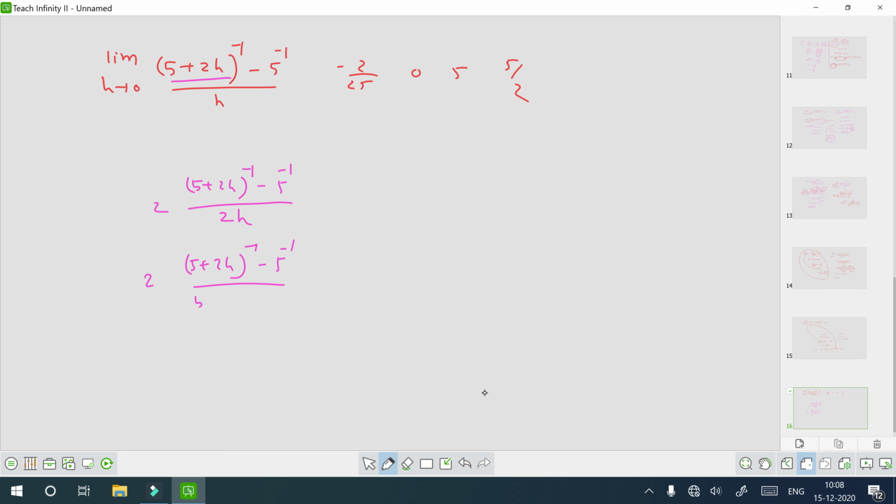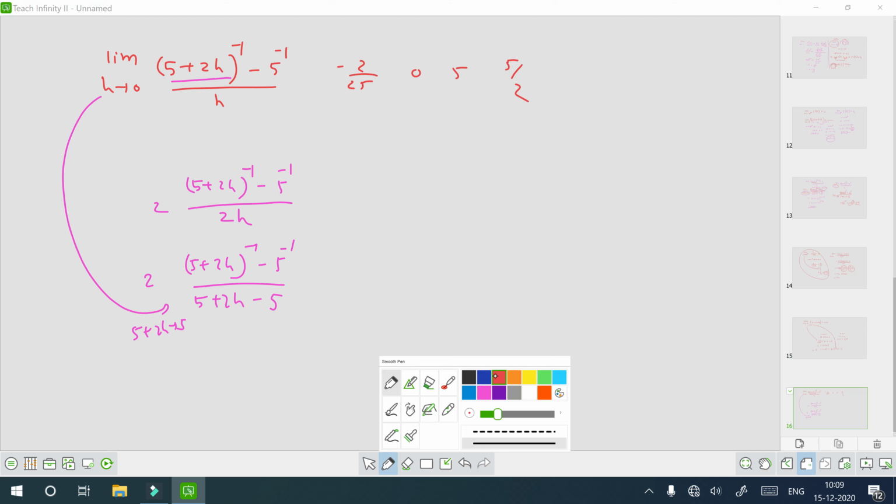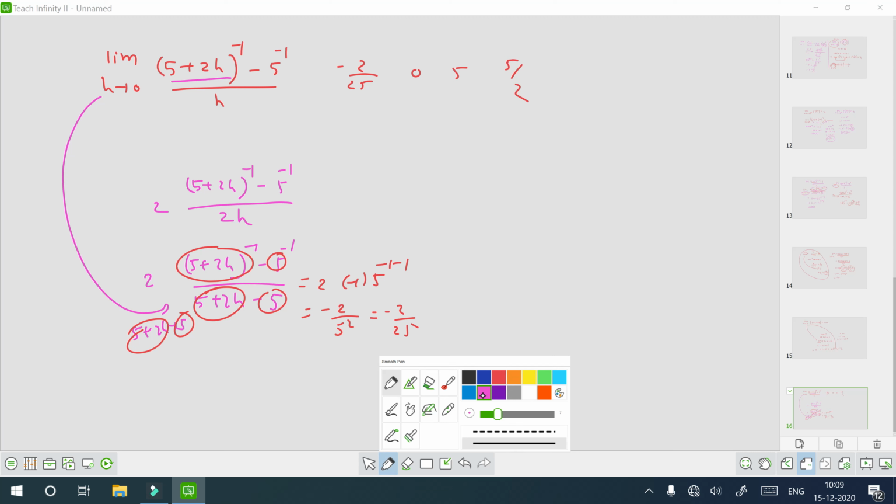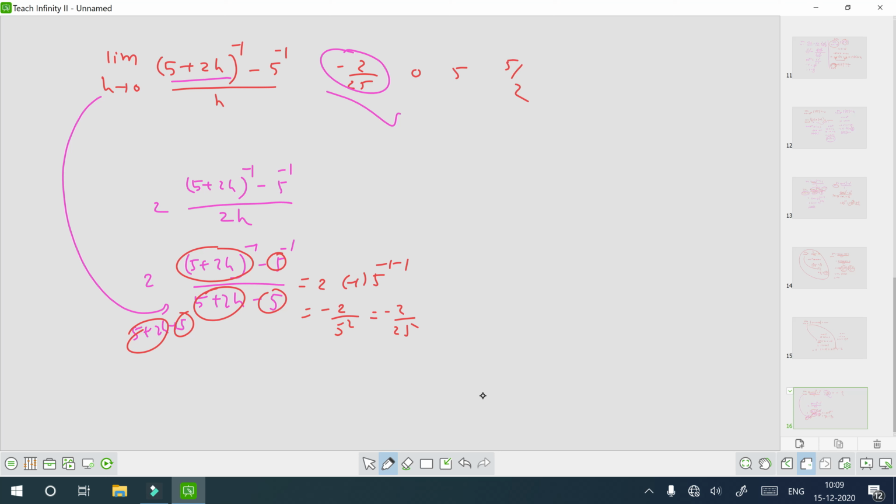What we need is 5 plus 2h minus 5, so add and subtract this one. h tends to 0, so 5 plus 2h tends to 5. Of course, in that standard form, variable raised to n minus constant raised to n over variable minus constant, and variable tends to constant. So that is 2 into minus 1 times 5 raised to minus 1 minus 1. So minus 2 over 5 square, so that is minus 2 over 25. Where is it given? So option A is the answer.